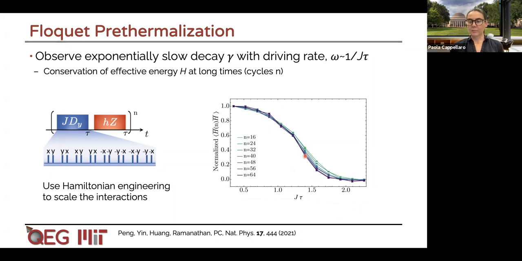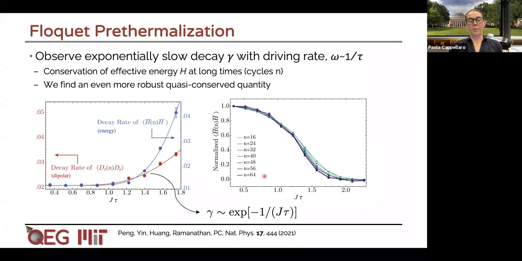And we can explore this deviation of the cores from each other a bit better by looking at the decay rate of this energy. This is the blue curve here. And indeed, we see that the decay rate has an exponential behavior with respect to the driving rate. So the faster the driving rate, the smaller the decay rate itself. If you want, it's logarithmically small in the driving rate.